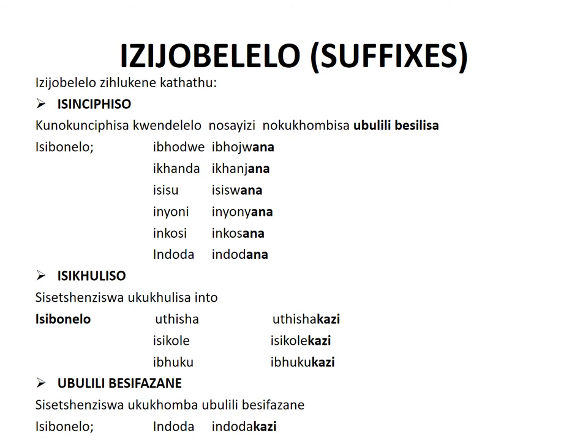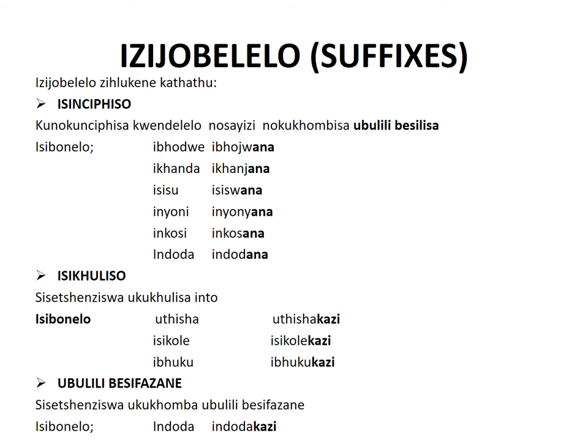Ikanda is a head. Then when you say ikanjana, that means you are teasing that particular person, that they have a small mind or a small head, maybe something is not good coming from his or her brain. Isisu is a stomach and isiswana means you have a small stomach. Inyoni is a bird. If it's a little bird, then you say inyonyana.